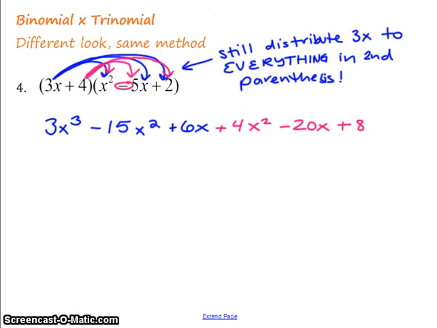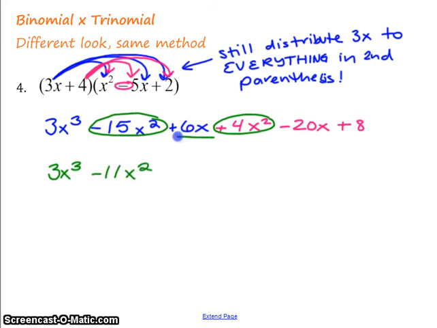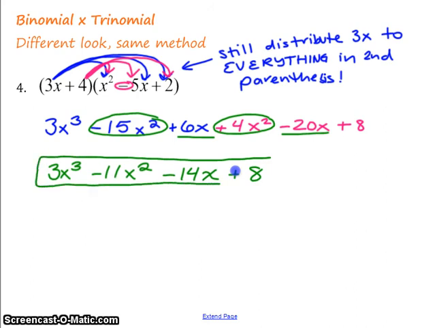So now we'll combine like terms, starting with the highest power. We have a cube in here, so that's the only one. That's 3x cubed. I've got a negative 15x squared here and a 4x squared here. So adding those together gives me negative 11x squared. I've got a positive 6x and a negative 20x, which gives me negative 14x, and then just one constant, positive 8 on the end. So although this was a little bit bigger, it was the same method.